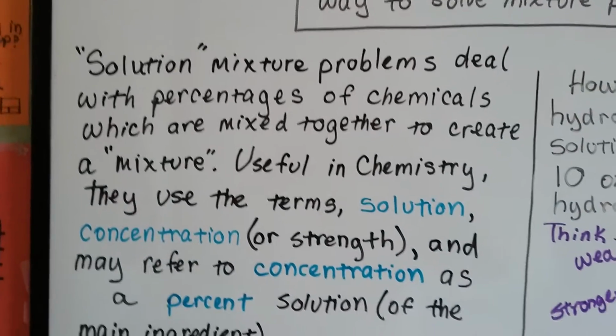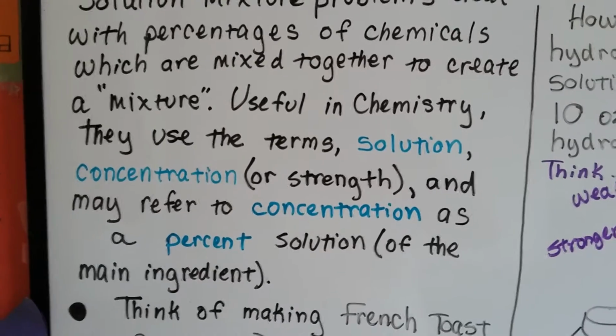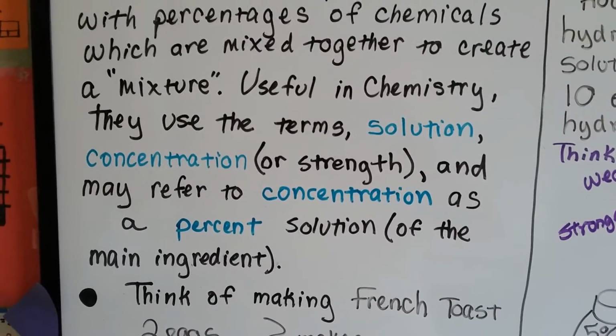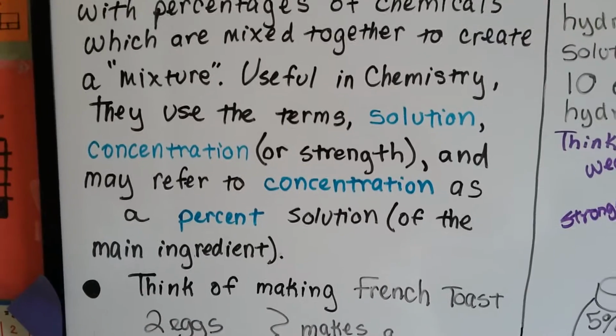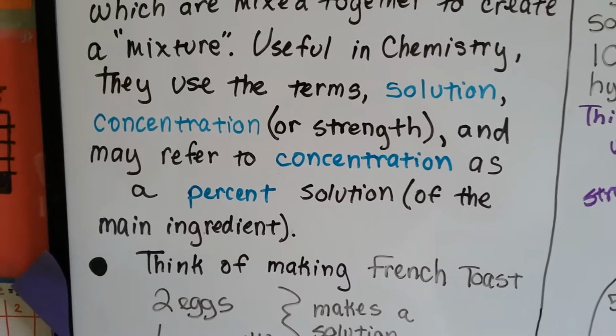Solution mixture problems deal with percentages of chemicals which are mixed together to create a mixture. Useful in chemistry, they use the term solution, concentration, which is the strength, and may refer to concentration as a percent solution of the main ingredient.